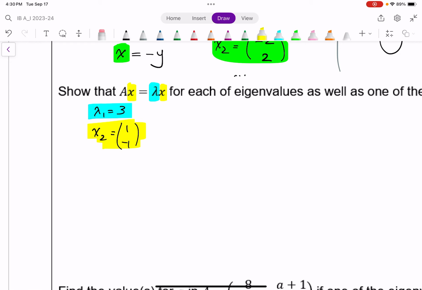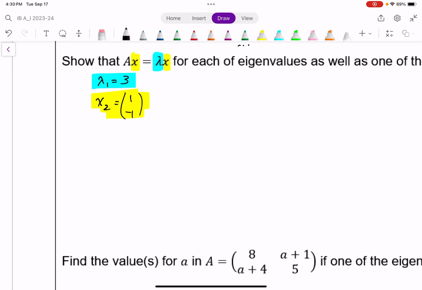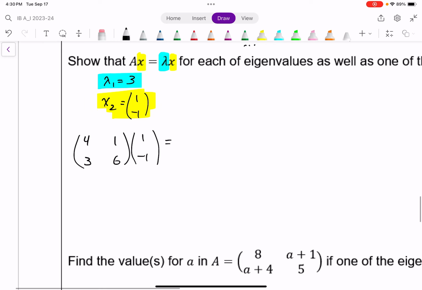Okay, so how can I show this is true? Well, matrix A, we've worked with a few times: 4, 1, 3, 6. If I take this and multiply by my eigenvector, 1, negative 1, it should be the same as my eigenvalue, which is a real number, 3, times that same vector. It should always be true.